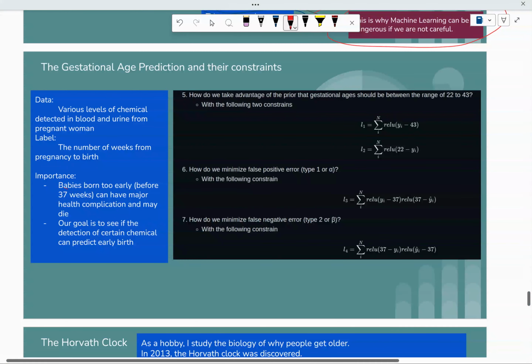That's basically the threshold of when it's premature. So this is the underlying fact, and then we add the constraints, knowing that the range of the possible ages should be between 22 and 43. Which means that we know the predictive range. If it's below 22, it doesn't make sense. If it's more than 43, that doesn't make sense either. So I was able to create a constraint that looks like this.